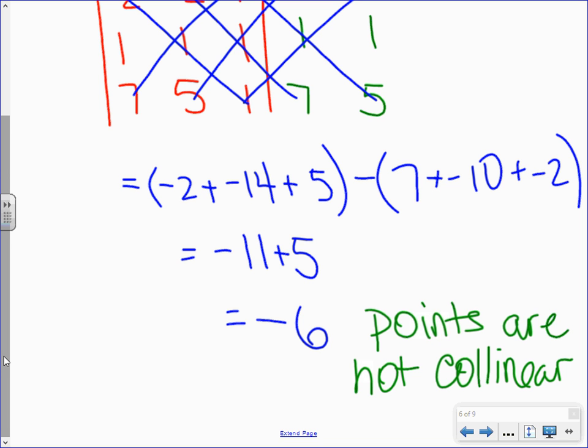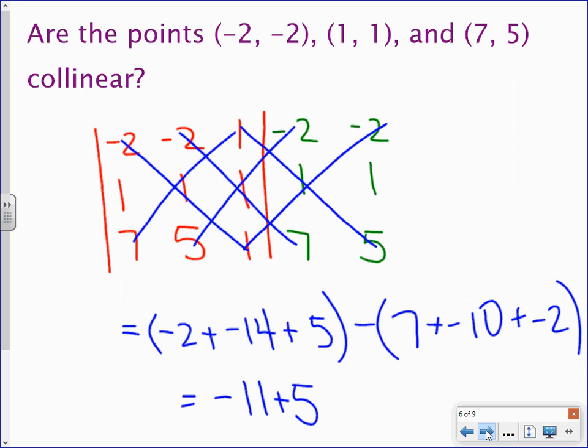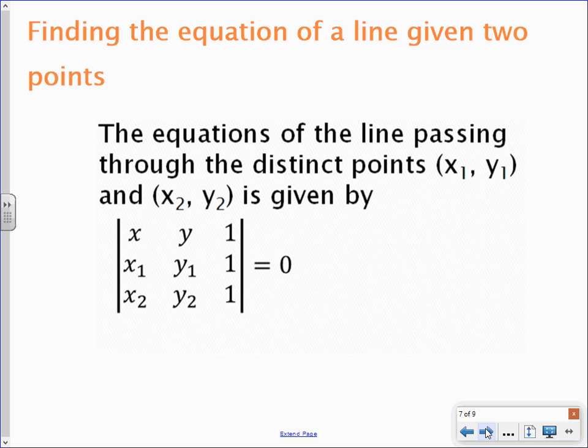Okay, it is possible for us to write the equation of a line with this fact right here. We know that if we plug 3 points into this matrix, if the determinant is 0, we have collinear points. So we're going to use that same idea. We'll plug 2 points in. Our third point will plug x, y in for a general point. And what will happen when we find a determinant is we get an equation in terms of x and y. We get the equation of a line.